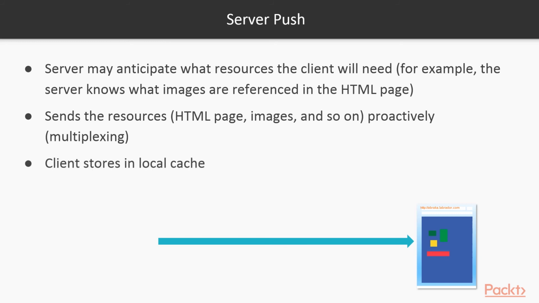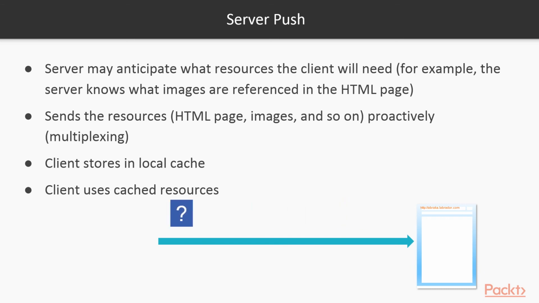And then the client stores these in the local cache, and the client uses these cached resources when it needs them. So if we look at this diagram again, there is a client, and the things are pushed down, and then the page arrives and is displayed, instead of downloading the page and after that fetching the images individually.